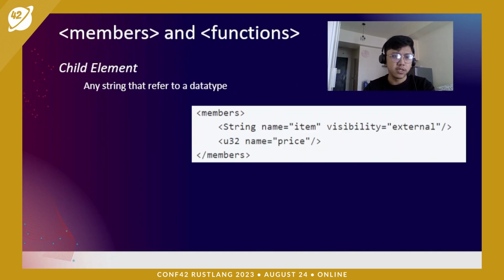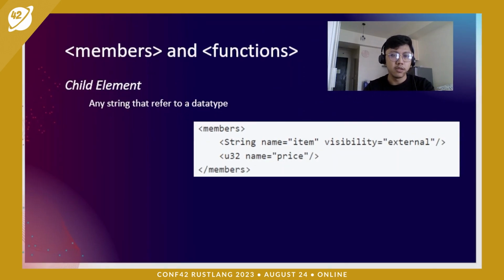Now let's go to members and functions. For members and functions, you have child elements. The tag name of the child element within the member can be any string that refers to a data type. For this example, we have the string data type for our object name item. Then we have U32 as our data type for object name pride.